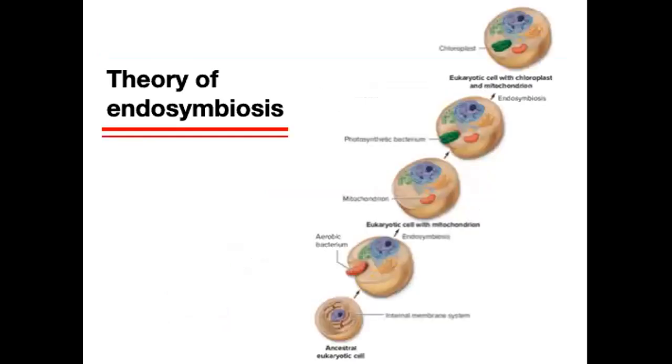Okay? Another theory that is currently accepted on how eukaryotic cells came to be what they are today is the theory of endosymbiosis. Okay? Endosymbiosis, it means living together, right? In close association. We have discussed this briefly in our module on domain bacteria, okay?